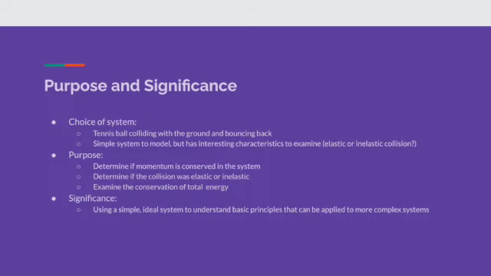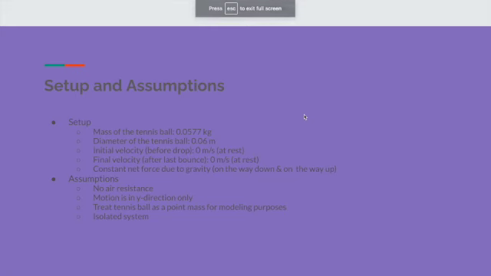In this lab, I will determine if the momentum was conserved within the system, determine if the collision was elastic or inelastic, and examine the conservation of total energy. The significance is using a simple ideal system to understand basic principles that can be applied to more complex systems. Here I have some initial properties of the system, such as the mass, diameter, initial and final velocity, the net force, and the assumptions I made on this system.